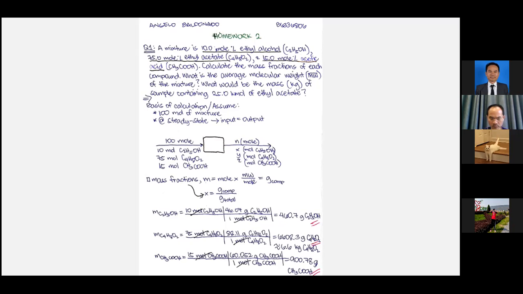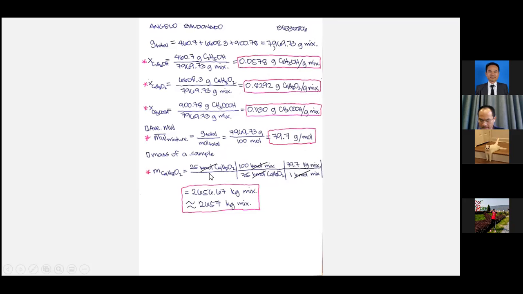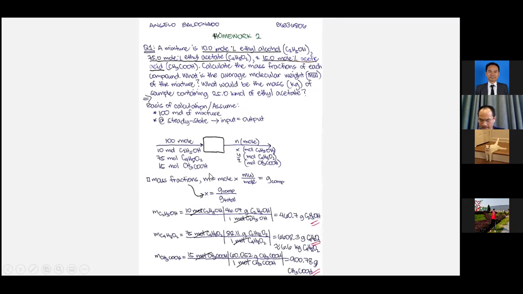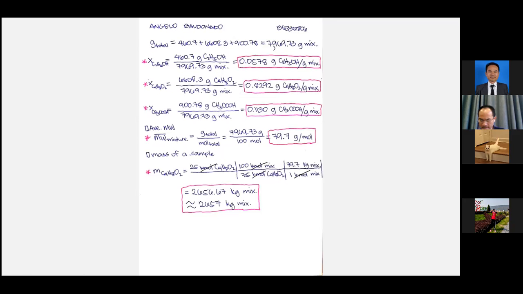For the ethyl acetate, we multiply 75 by its molecular weight, and we have 6,608 grams. And then for the acetic acid, 15 mole times its molecular weight, and we get 900.78 grams. And then our gram total is about 7,969.73 gram of mixture.